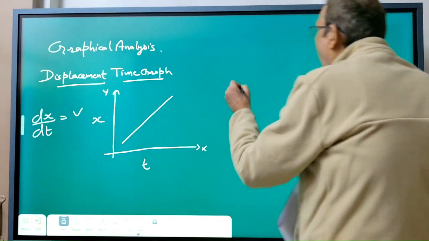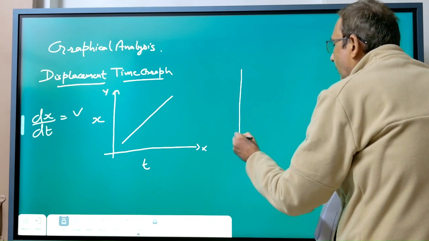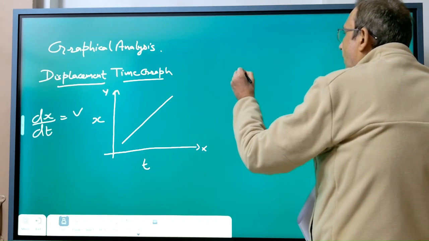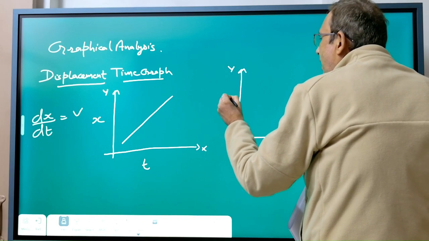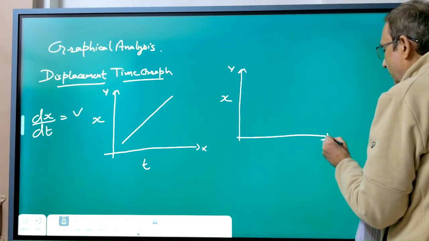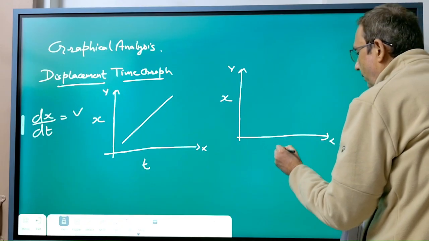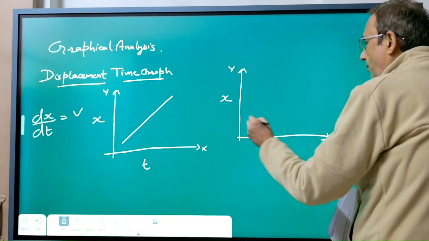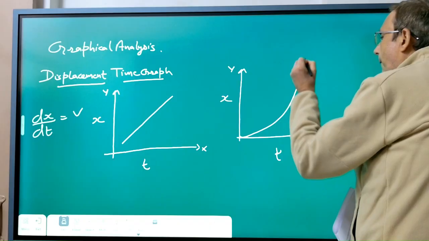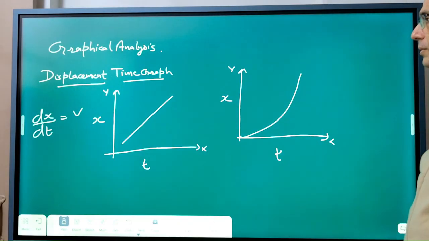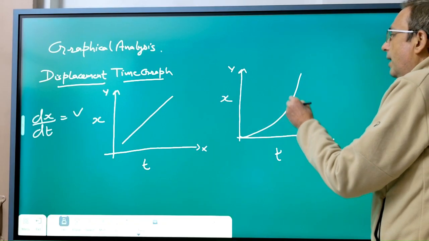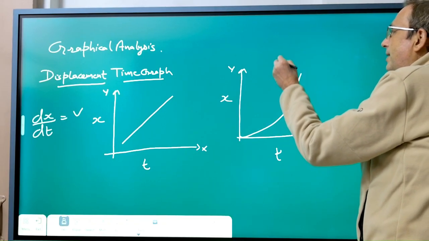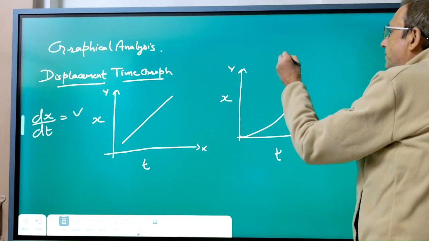Similarly, if you have a graph like this, that is a position time graph, which is a parabola, then in that case you can say that the graph represents a uniformly accelerated motion.